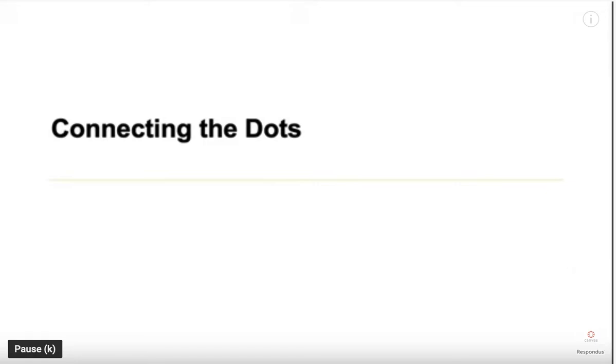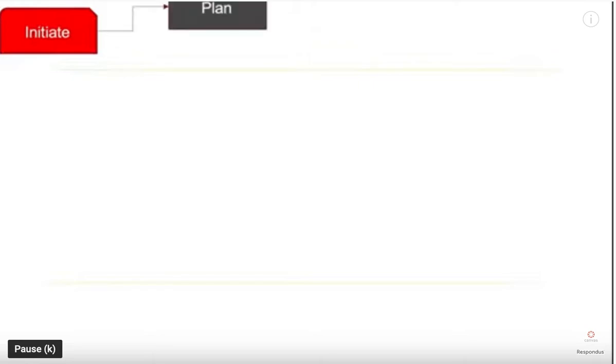Connecting the dots. I want to complete this whole summer of 10 weeks by connecting the dots, as Steve Jobs says. So what is the big picture in project management? You initiate the project, okay? You initiate the project and then you have a plan. And then with that project management plan, you have a scope, right?